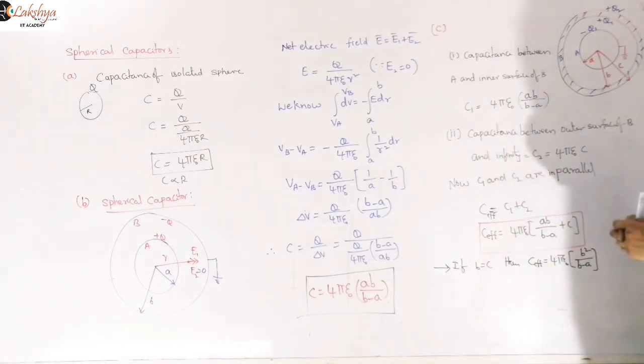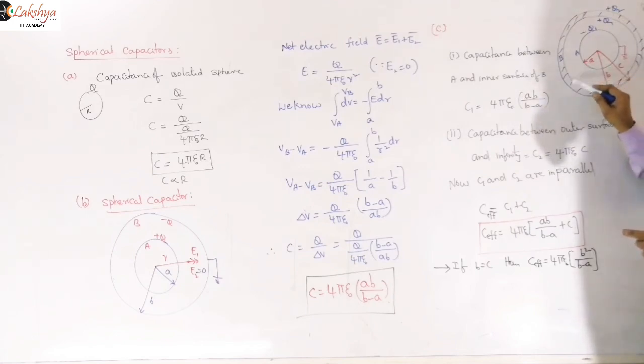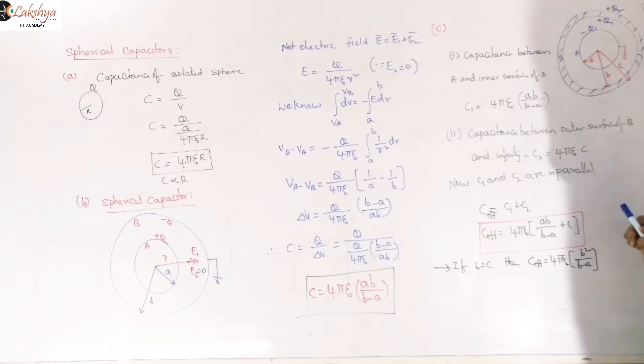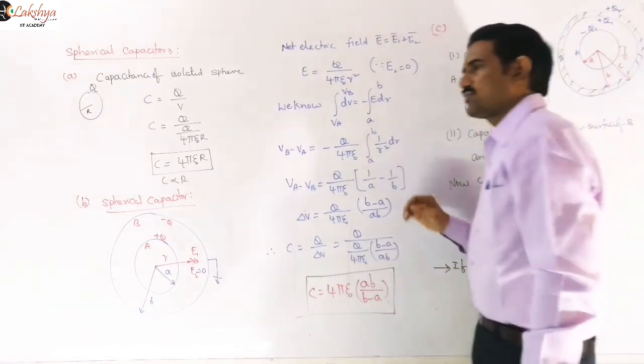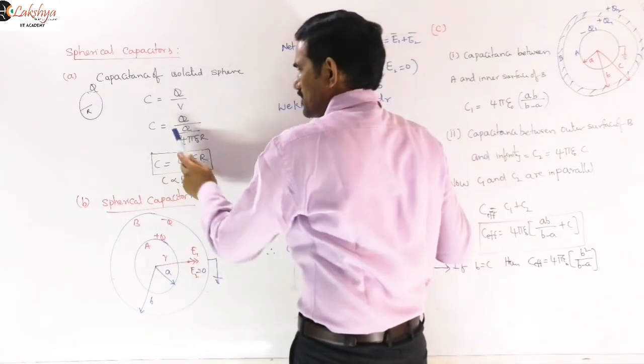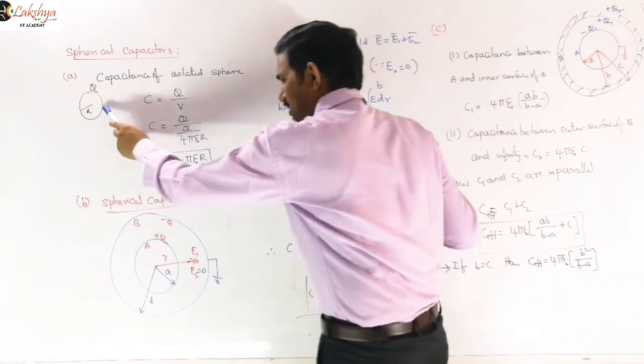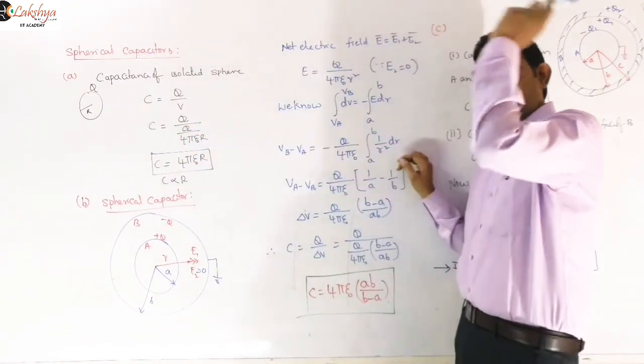See, observe this. So now the capacitance between A and the inner surface of B is given by this expression. Now the capacitance between the outer surface of B and infinity is nothing but our first case, the isolated sphere. We are finding the potential difference between the surface of that sphere and infinity.